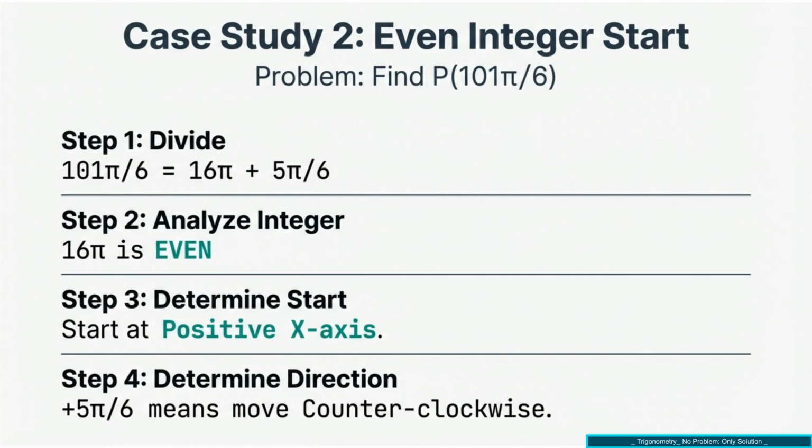Case study 2 involves an even integer start. To find P of 101 pi over 6, we divide to get 16 pi plus 5 pi over 6. 16 pi is even, so we start at the positive x-axis. Plus 5 pi over 6 means moving counterclockwise.